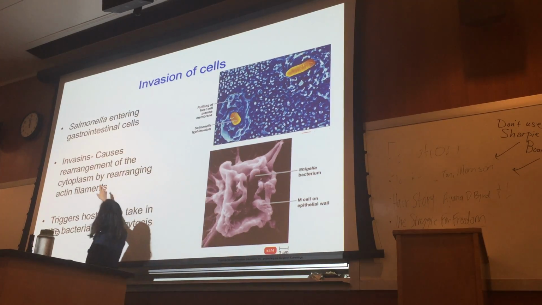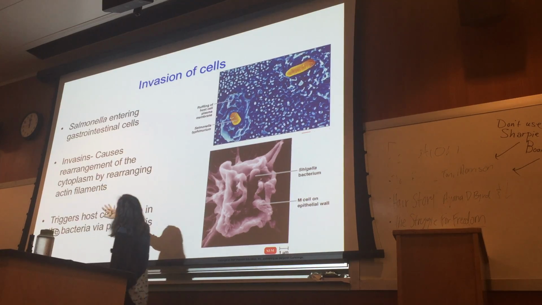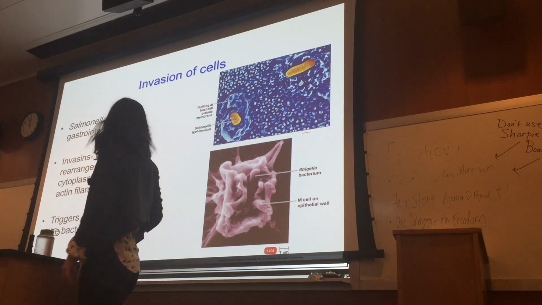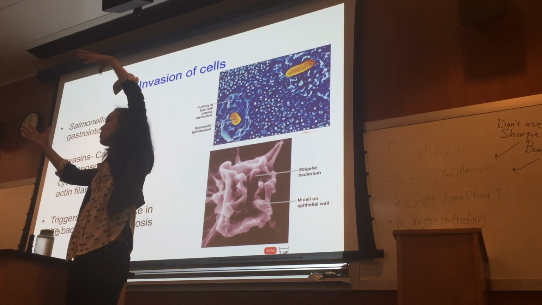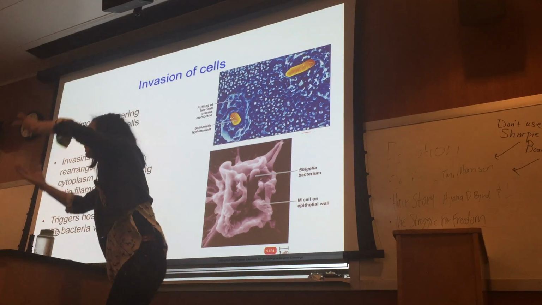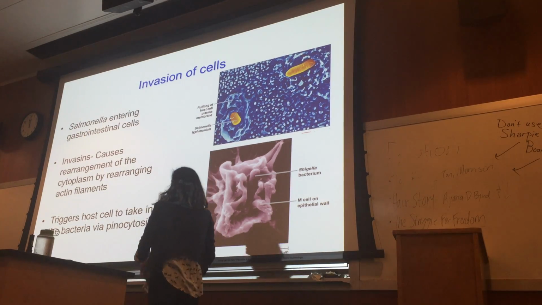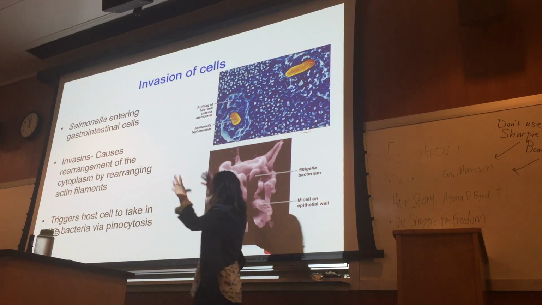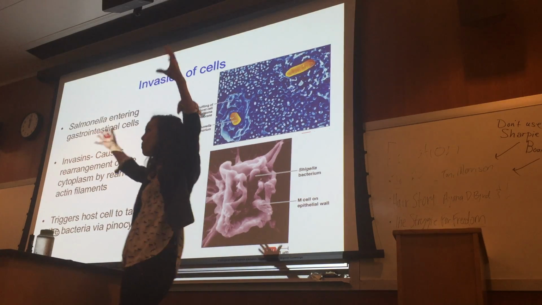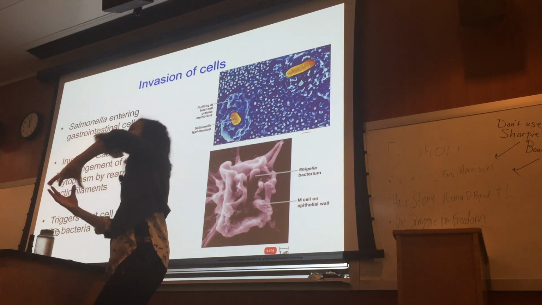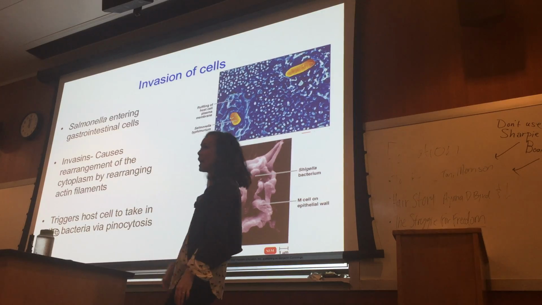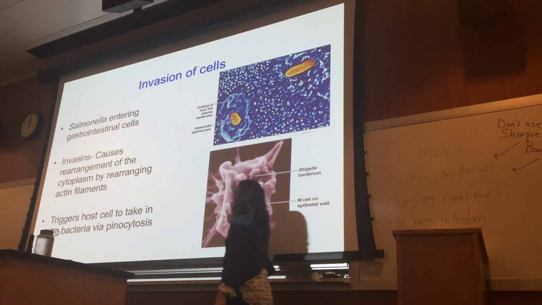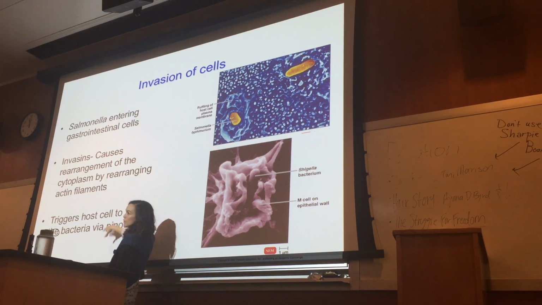So it says it causes the rearrangement of actin, which is just a protein you find in your cells. So the cells will rearrange themselves, grab salmonella, and literally let it sink in. So it triggers our bodies to take up the bacteria by pinocytosis. That whole bacteria just literally gets engulfed by your body. So it's a sneaky, creative way that bacteria use to literally invade you.